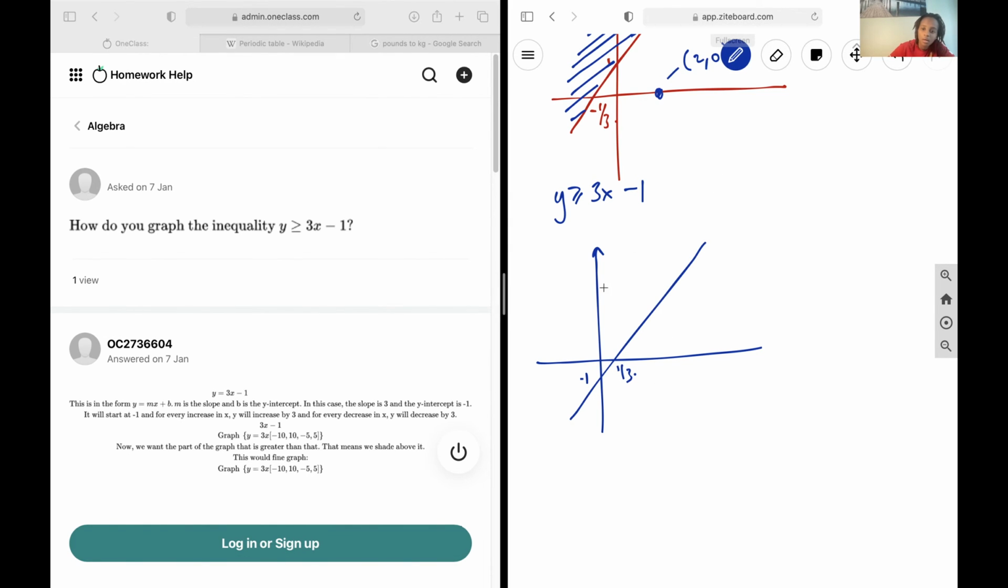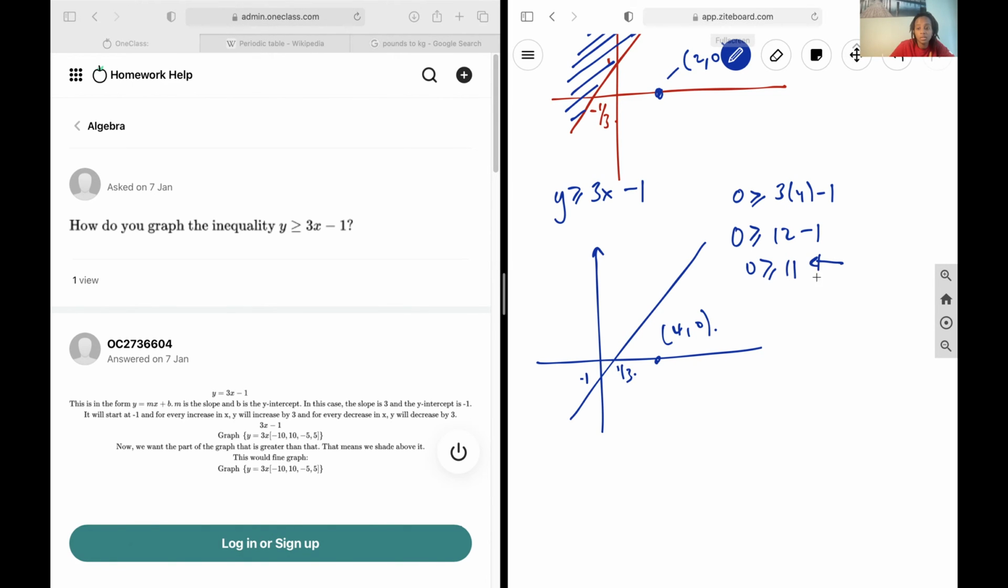Okay, and then now we want to choose a random point. So for example, the point x is equal to 4 and y is equal to 0. Just plug that into your function. So y is equal to 0 is greater than 3 times 4 minus 1. Let's see if that's true. You get 12 minus 1. So 0 is greater than or equal to 11.